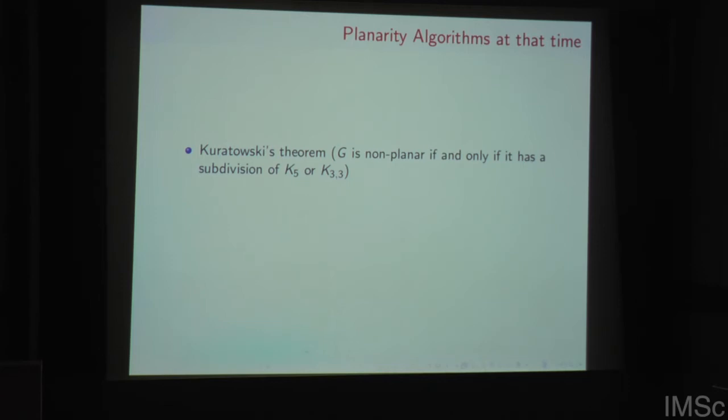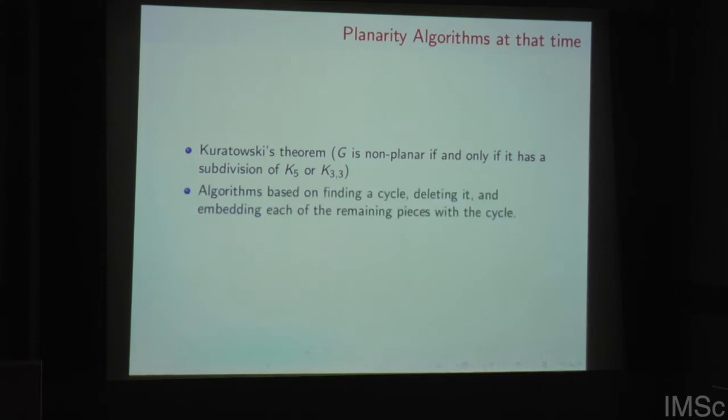There was this nice theorem due to Kuratowski, which says that a graph is non-planar if and only if it has what is called a subdivision of a complete graph on 5 vertices, or a complete bipartite graph with 3 vertices on each part. But any algorithm using this would result in something like an n to the power 6 kind of algorithm.